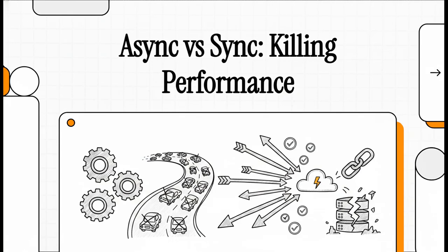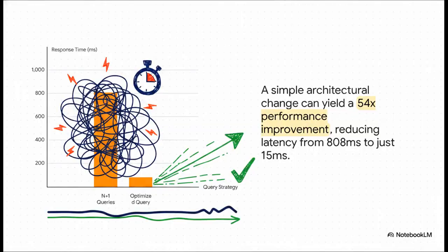All right, let's dive right into a choice that every backend developer has to make, whether they realize it or not: synchronous versus asynchronous design. Now, I know it sounds a little academic, but trust me, getting this wrong can absolutely cripple your system's performance. And I'm not talking about some theoretical problem. Look at this. This is from a real-world system.